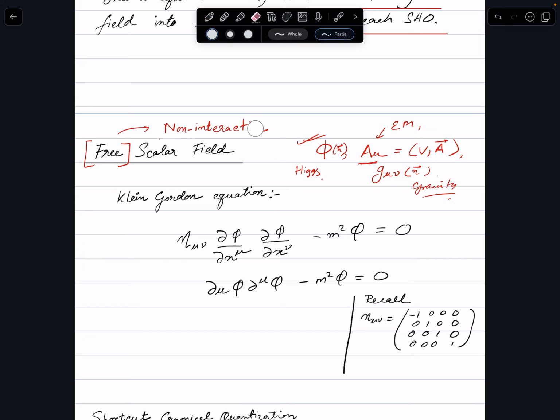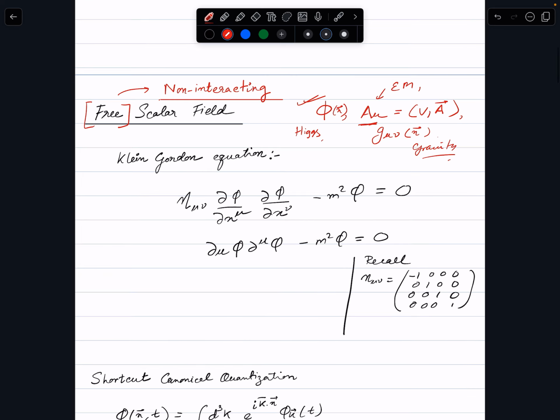But this is non-interacting. How to see it is non-interacting will not be clear right away from the formulation, from the equation. But as we study this field, we will realize what we mean by interaction, who is interacting with whom, and why this is non-interacting. Let's start with the equation.